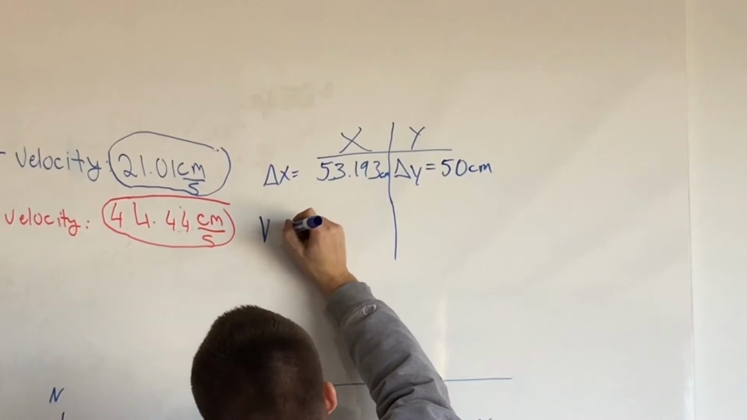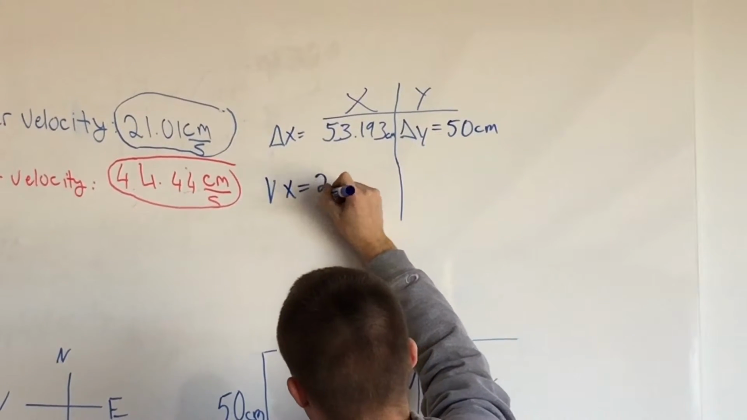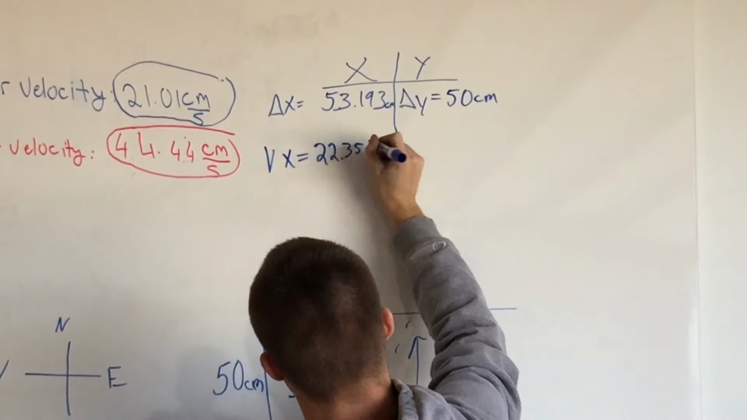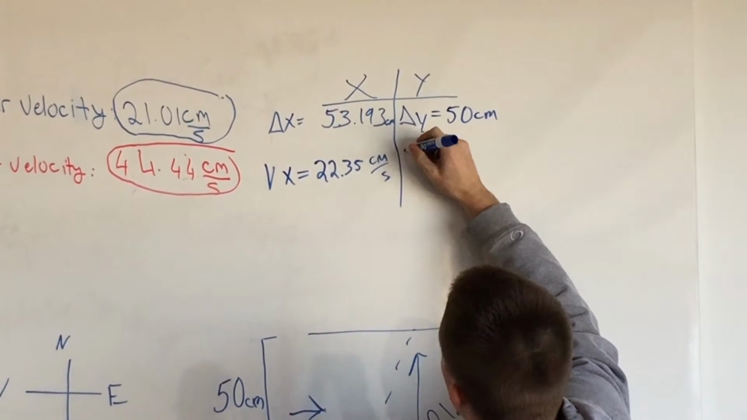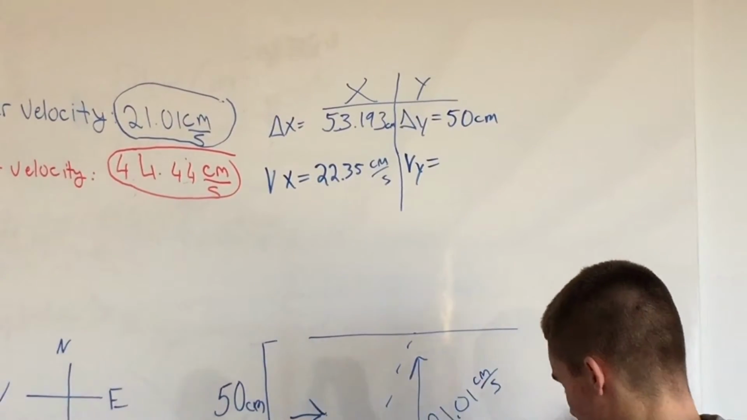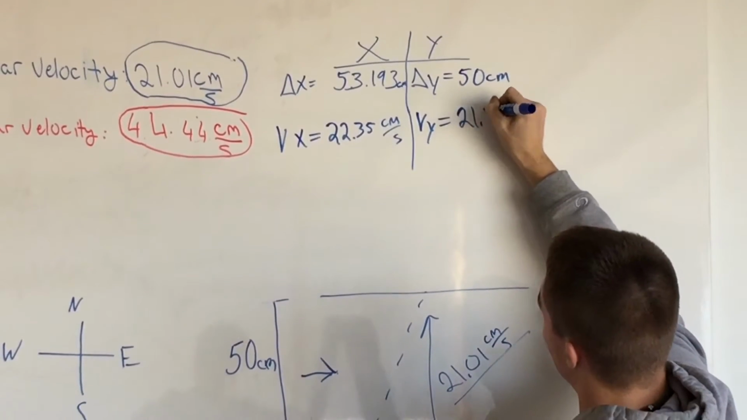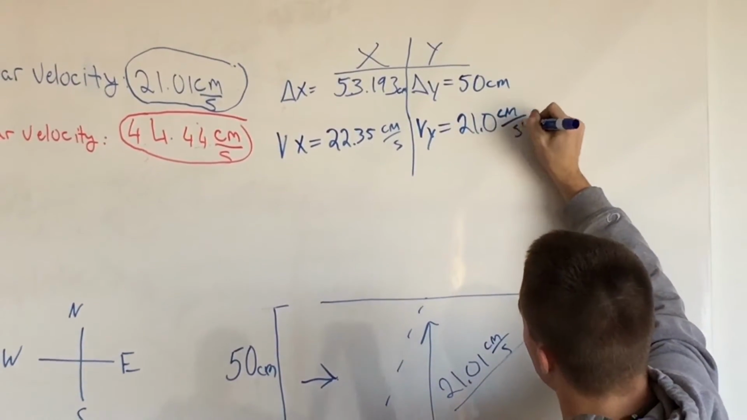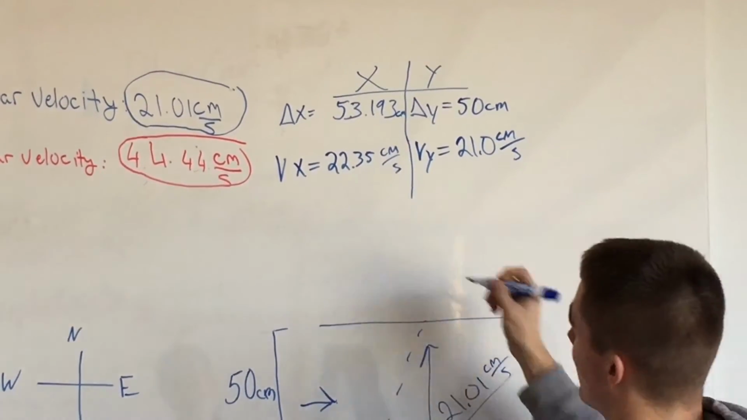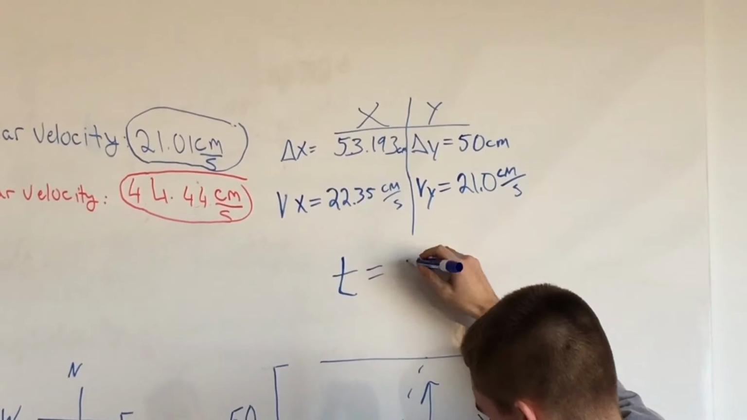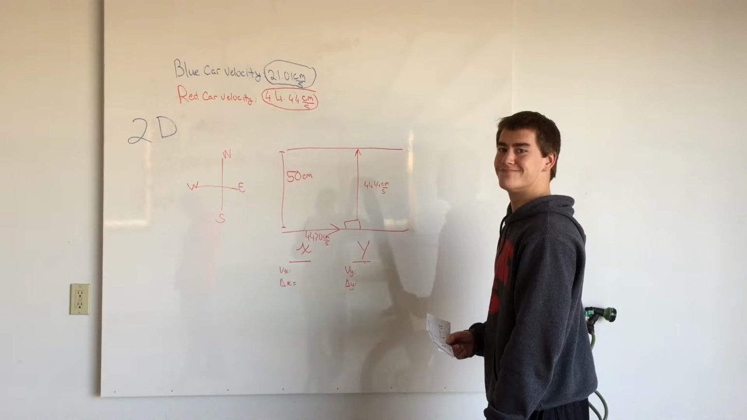Our velocity of X would equal the 22.35 centimeters a second, also known as the speed of the treadmill. Our velocity of Y would equal the speed of the blue car, which is the 21.01 centimeters a second. So there we see all of the information that we used and the information that we found, which also gives us time, which would equal out to 2.38 seconds.